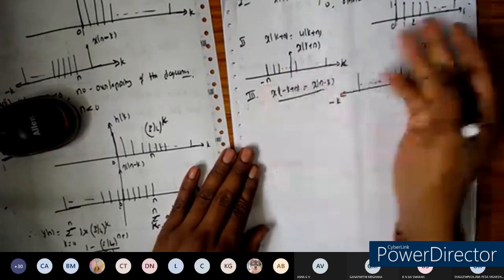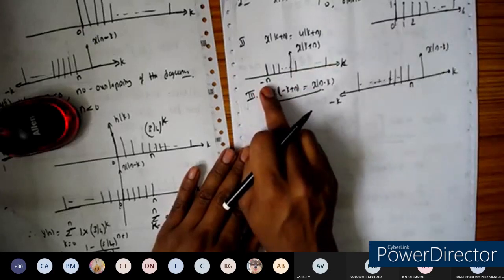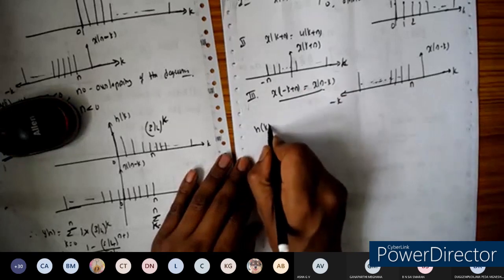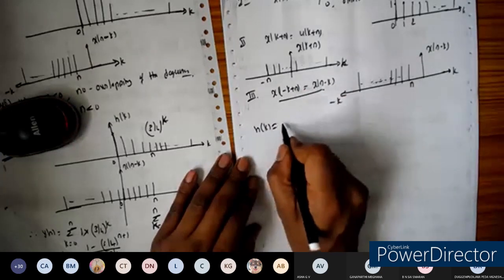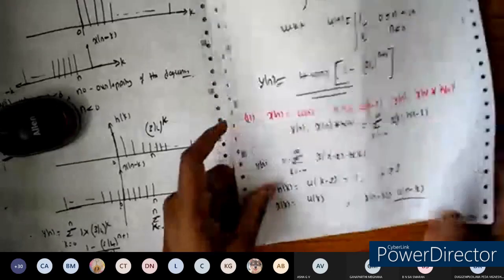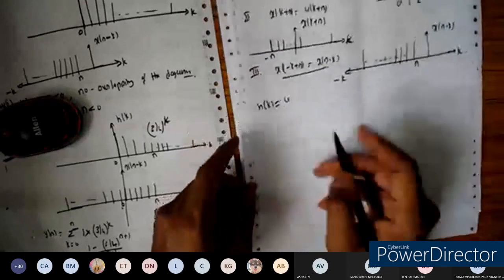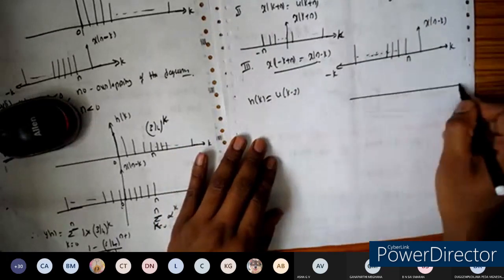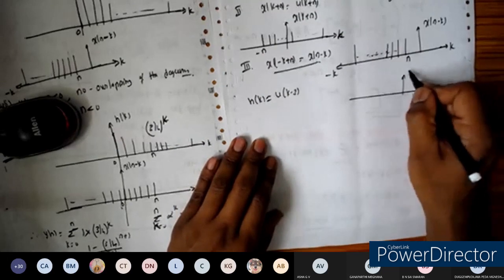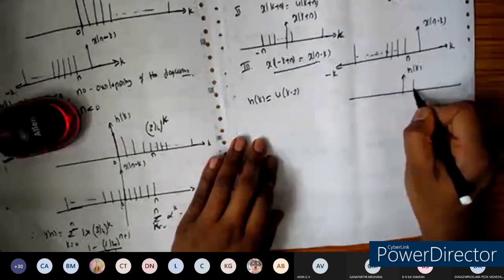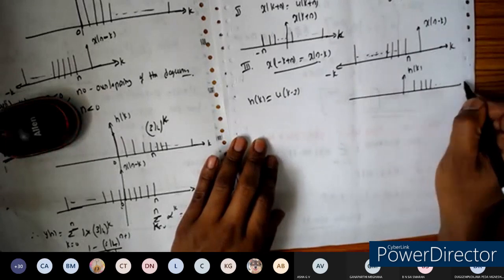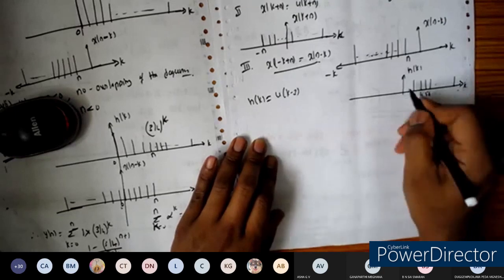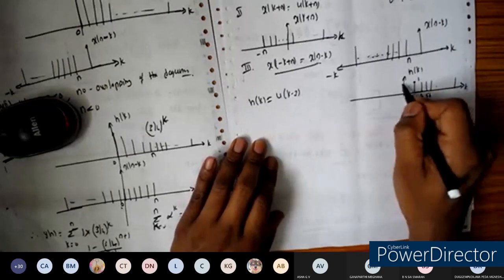Next we have taken the reflection. When I take the reflection, sorry, I took the shifting here. We got it like this. Then we take the reflection here. So next we want h of k, which is nothing but u of the value of h of k. It is given as u of n minus 3, so we can write it as u of k minus 3. U of k minus 3 means the sequence starts from k equal to 3. So this is h of k. From k equal to 3 it starts here, up to infinity. So k equal to 3, 4, 5, 6, and so on, having the value 1.